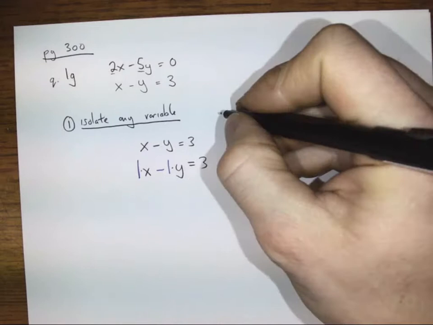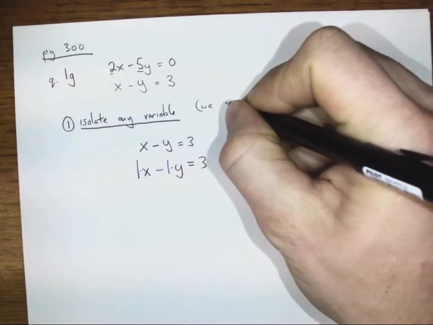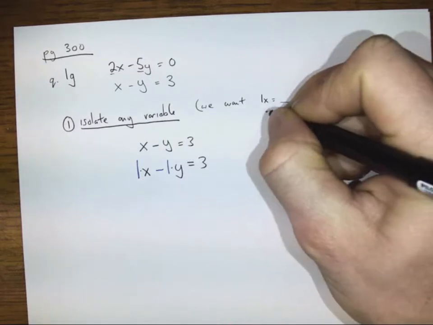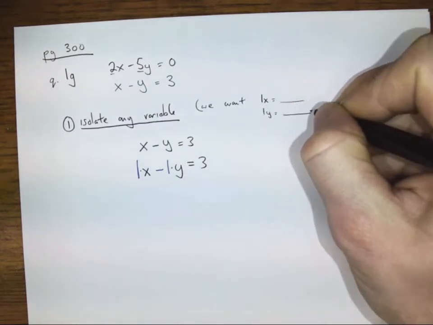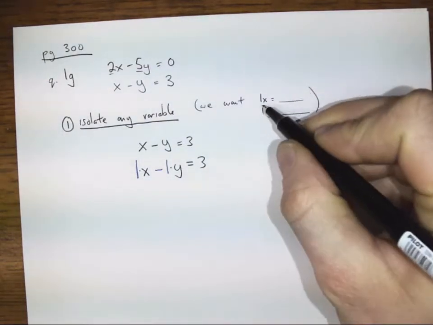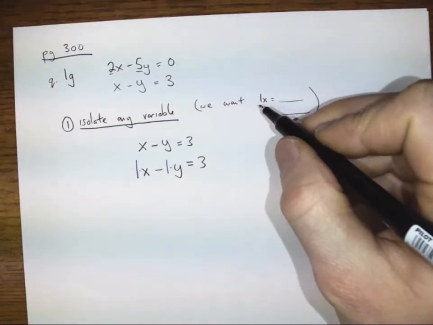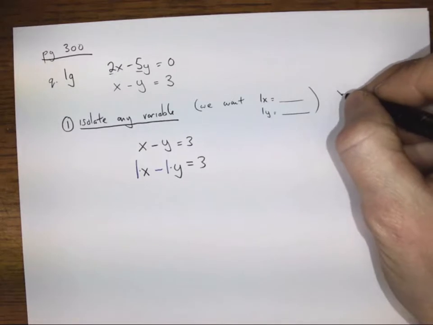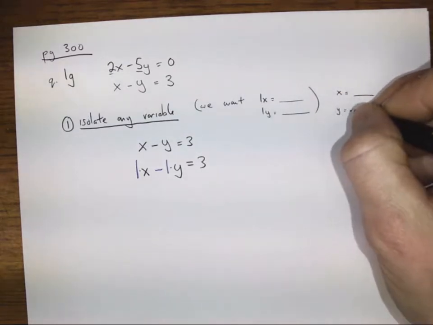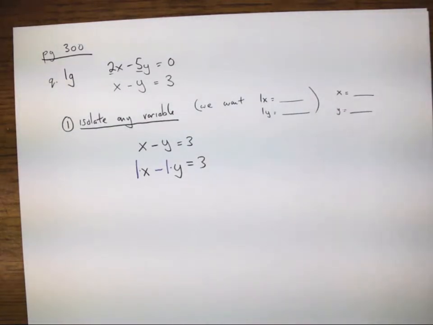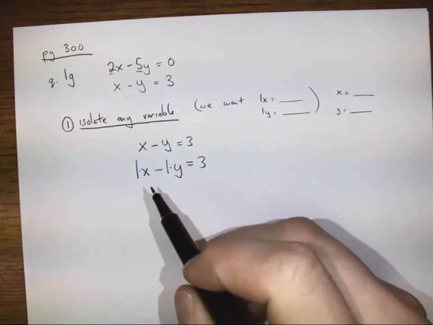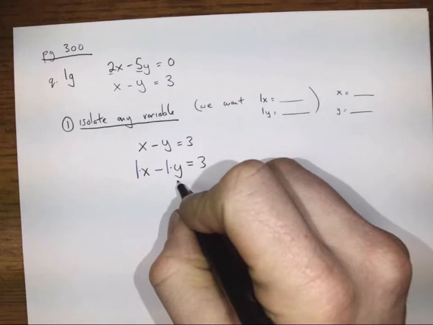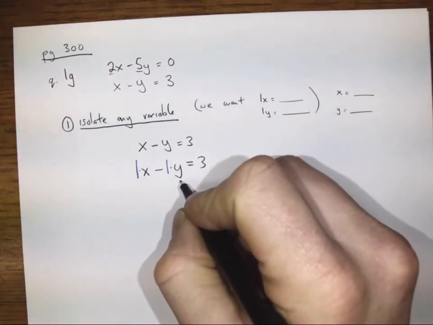Because what we want is something like 1x equals blank, or 1y equals blank. We want something like that, where the x, we just have 1x on the left-hand side or right-hand side, or 1y. And it's the same thing when you say x equals something or y equals something, where you really mean there's one of them.